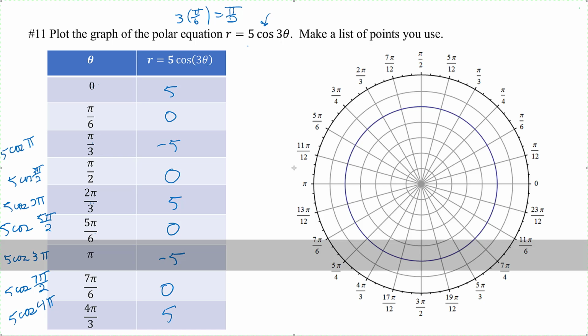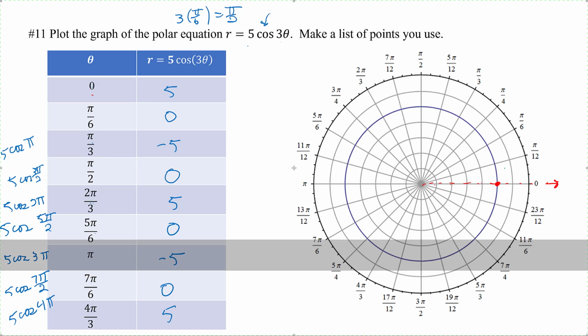Okay, so let me change colors. We'll do red. Okay, let's start with 0 pi. So we're at 0 radians. At 0 radians, we're going to come out from the pole a distance of 5 units. So this is the 0 radians. We come out 1, 2, 3, 4, 5. This is our first point on our graph.